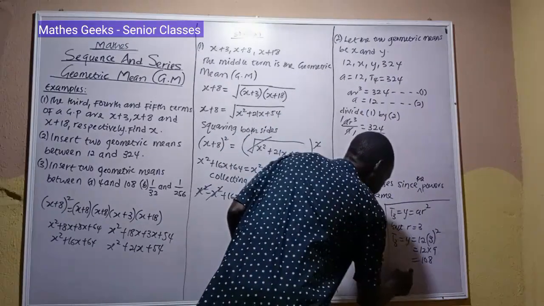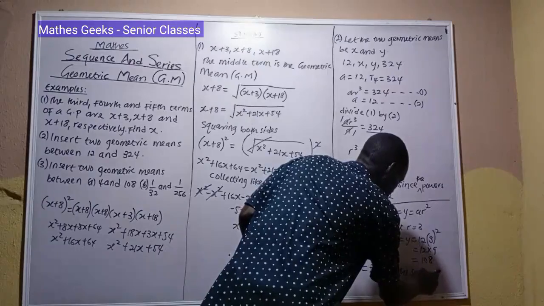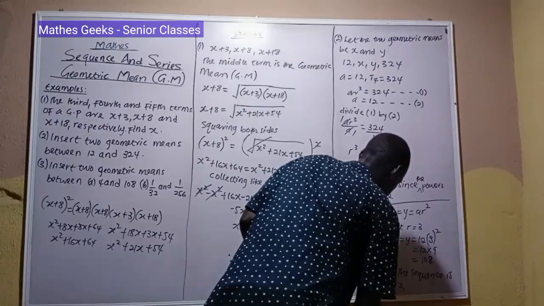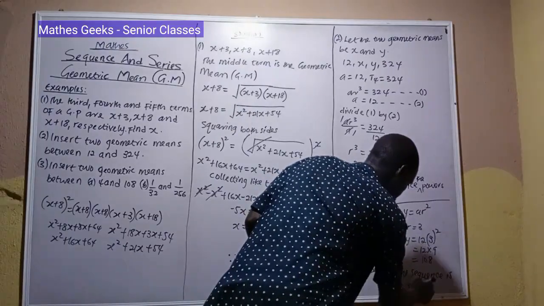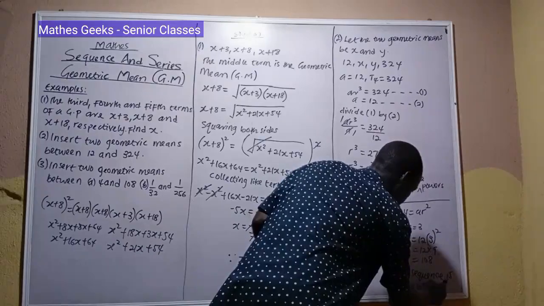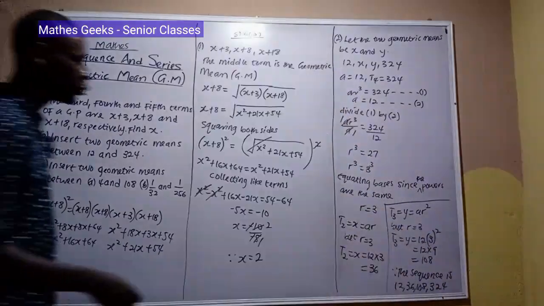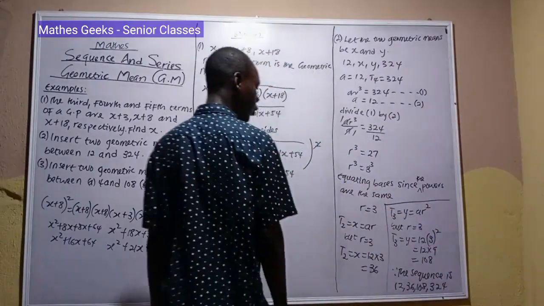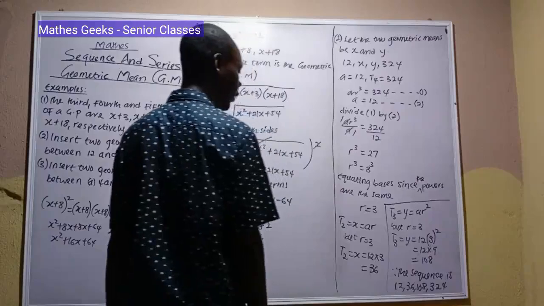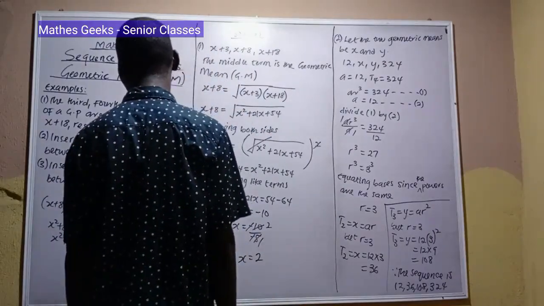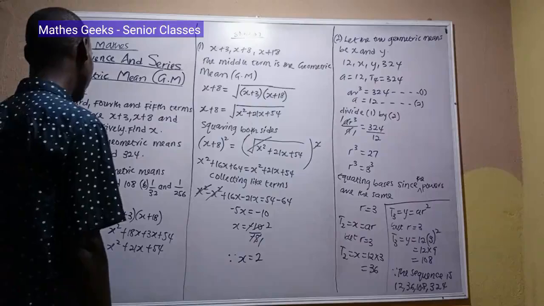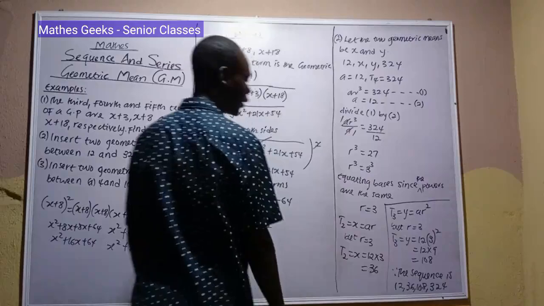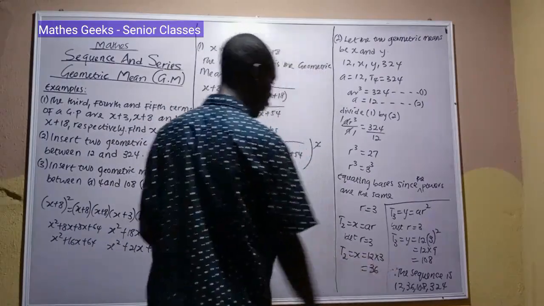So therefore the sequence is 12, 36, 108, 324. So therefore 36 and 108 are the two geometric means that were inserted into the GP. Insert two geometric means between 12 and 324. So these are the two geometric means that have been inserted between 12 and 324.